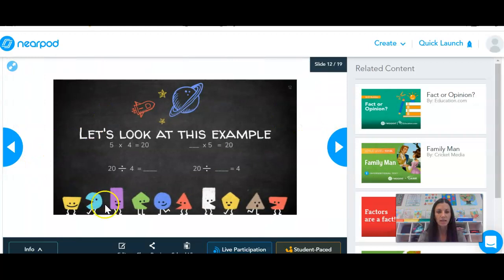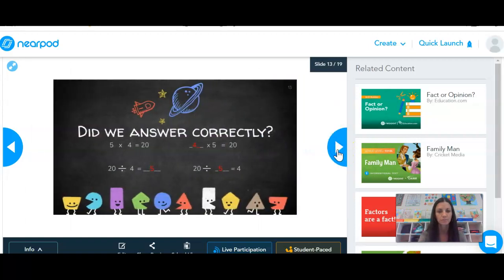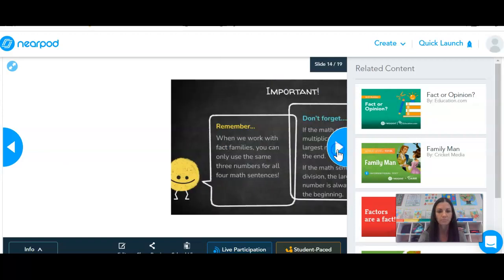So let's look at this example. We have 5 times 4 equals 20. But over here, we have a blank space times 5 equals 20. So we would need to find our missing number there, which would be 4. Then we switch to division. 20 divided by 4 equals what? And 20 divided by what equals 4? Our missing number here and here would both be 5. So we use the same 3 numbers for all 4 sentences. And there is our correct answers, and we see that we did a great job.